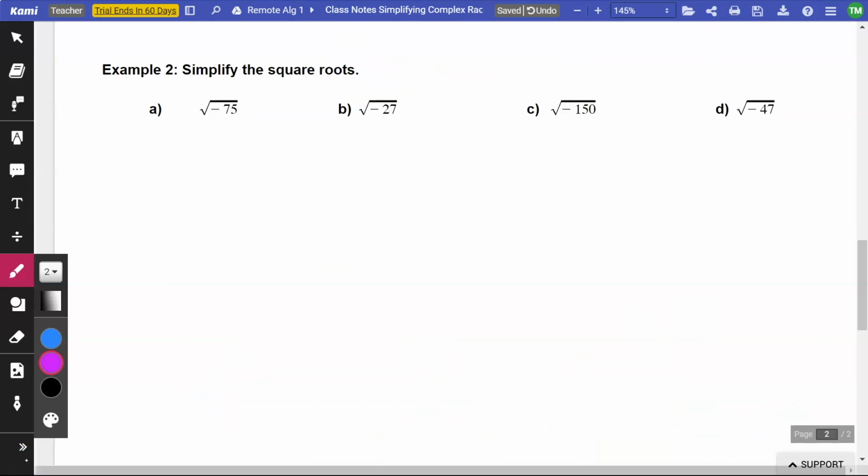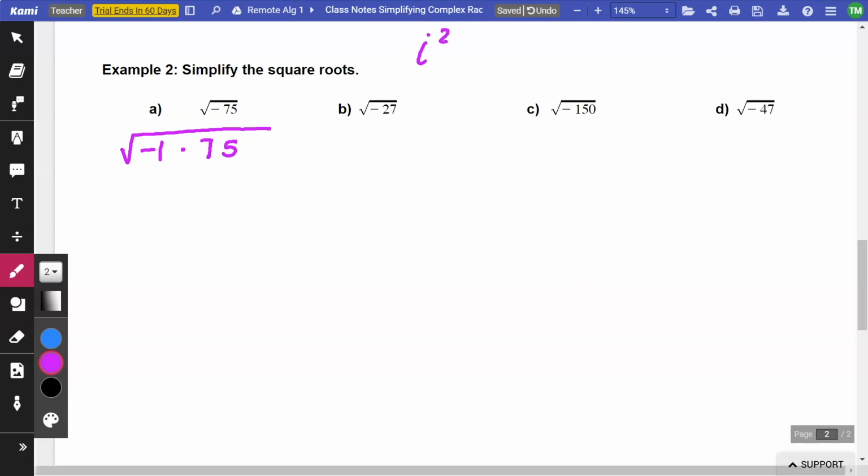Now we need to apply this same concept to numbers that are negative but aren't perfect squares. So for example, the square root of -75. 75 itself isn't a perfect square. And so our radical isn't going to simplify out completely like in the previous problems. So we're still going to use that same method. We're going to rewrite this as the square root of -1 times 75. Remember, i squared is equal to -1. That is our new best friend.